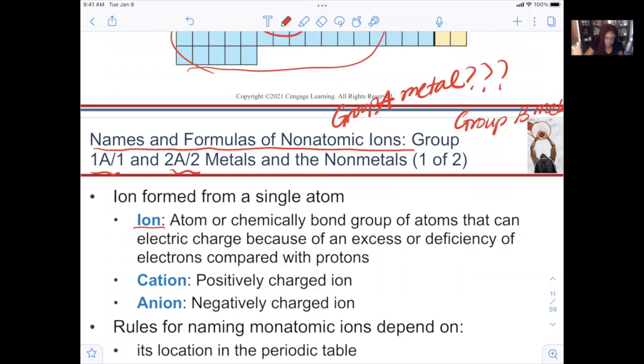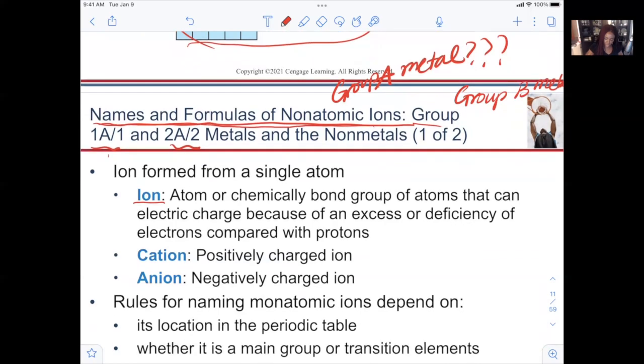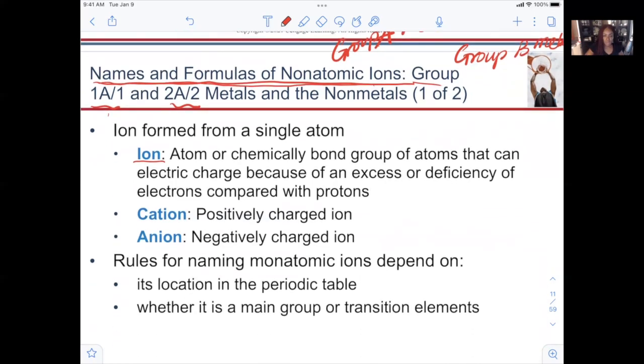So we're told here, names and formulas of monatomic ions. These are group 1A/group 1, group 2A/group 2, metals and nonmetals. So we're trying to deal with the metals first, and then we'll deal with the nonmetals later. We're kind of going back a little bit and defining an ion.